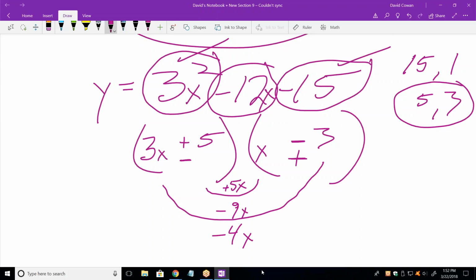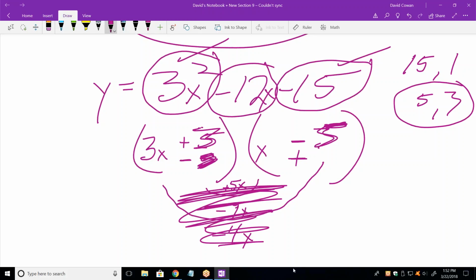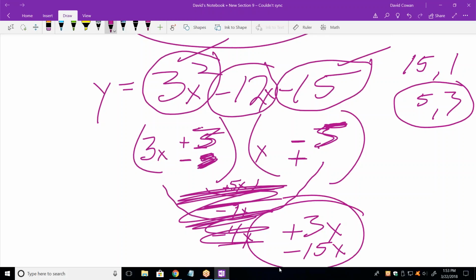Well, let's move the 5 down to there. Nah, that ain't going to be correct. That's just going to give me a plus 4x. Let's switch the 5 and the 3. Let's put a 3 there and a 5 there. Okay? Now, if we multiply the insides, we get plus 3x. If we multiply the outsides, we get minus 15x. Add those together, bingo, we got the answer, minus 12x. That is our middle term right there.